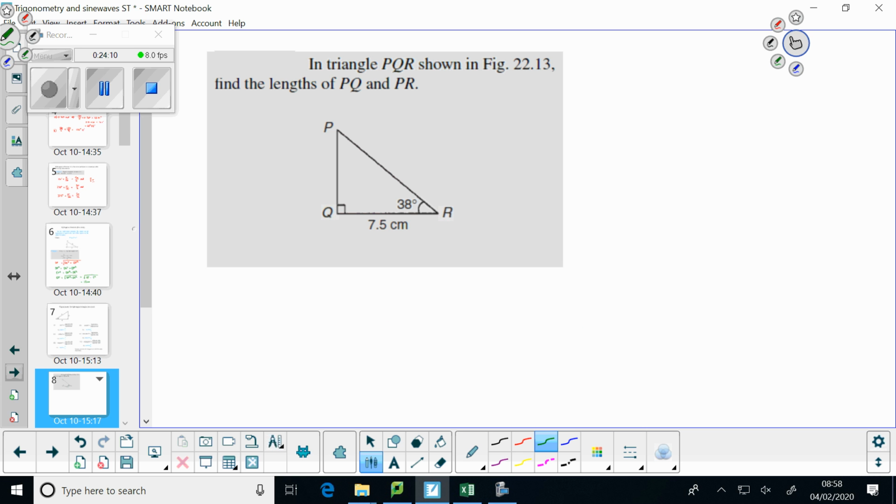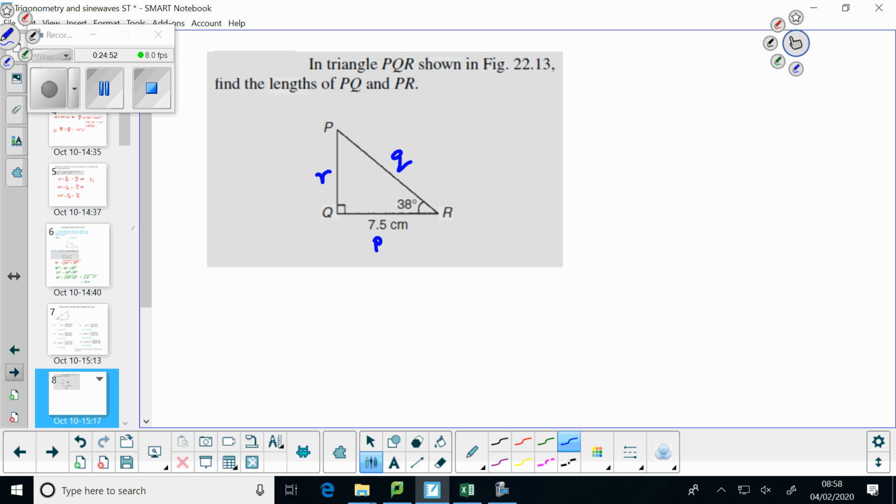So in the right angle triangle PQR, find the lengths PQ and PR. The normal way to label a triangle is to put capital letters on the angles, so there's P, Q and R, and the small equivalent letter on the side lengths. So the hypotenuse is q, that one's r, and the bottom one's p. So in triangle PQR, find the lengths PQ and PR.